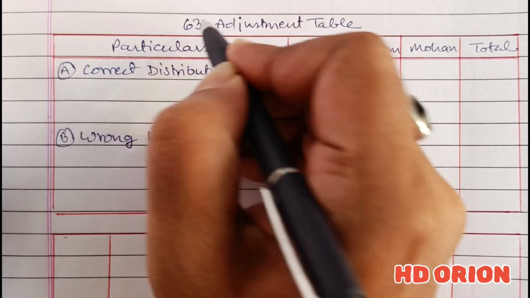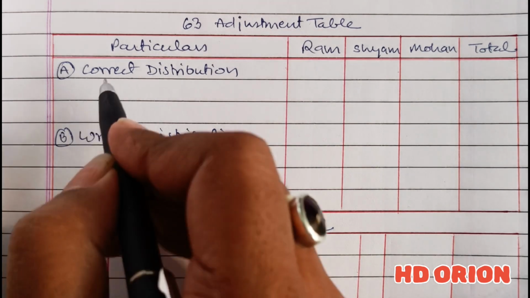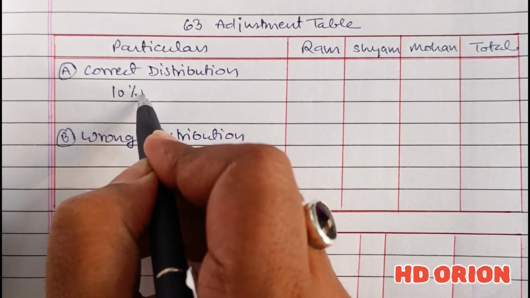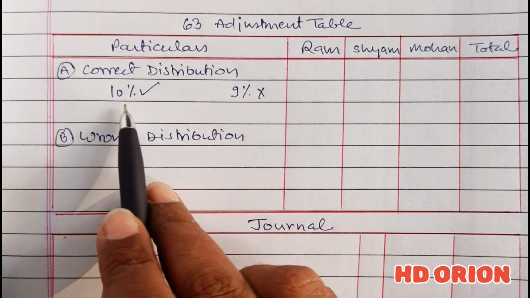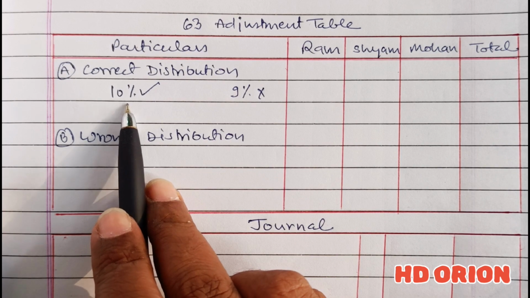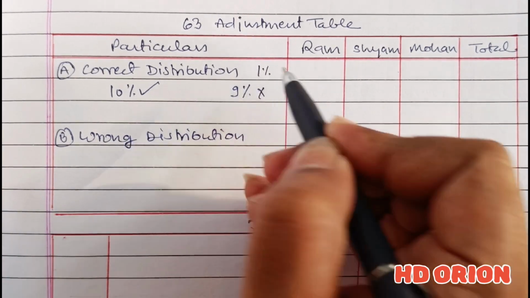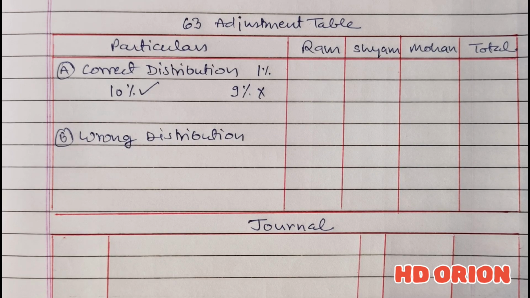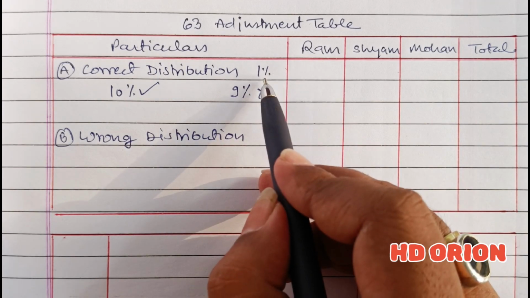So solution 63. In this adjustment table, we will show the wrong distribution and compare it with the correct distribution of profit. Now 10% interest per annum was supposed to be given. 10% is correct, but by mistake what have we given wrong? That is 9%. So we just need to focus on the 1%, the difference in the percentage of interest on capital. So as per correct distribution, we will only talk about 1% of capital. Fine.